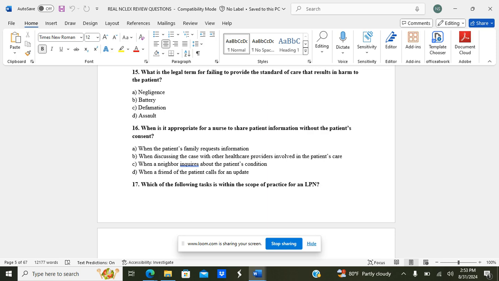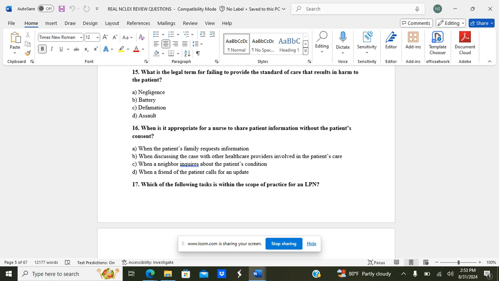Choice B, when discussing the case with other healthcare providers involved in the patient's care. Okay? This choice looks like the best choice, but let's continue. C, when a neighbor inquires about the patient's condition. No. D, when a friend of the patient calls for an update. No. The best choice is when discussing the case with other healthcare providers involved in the patient's care.